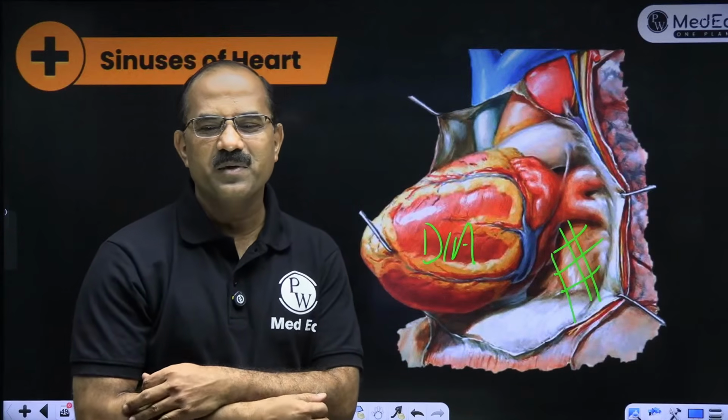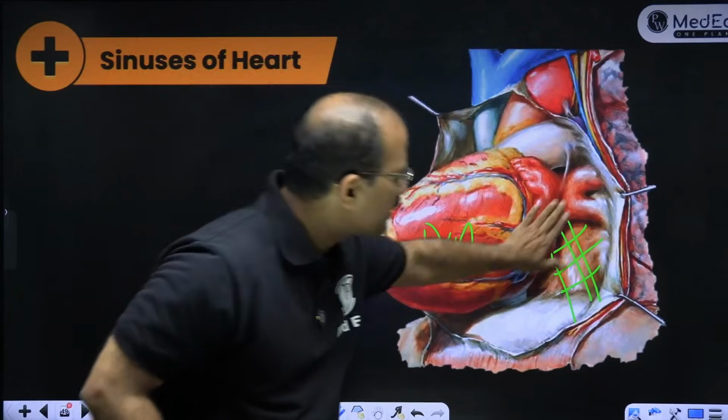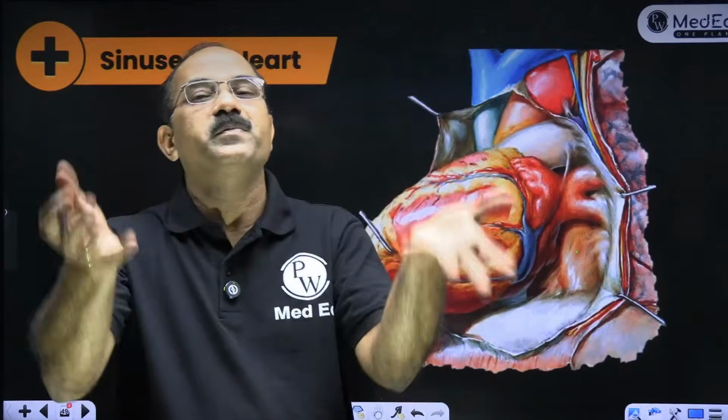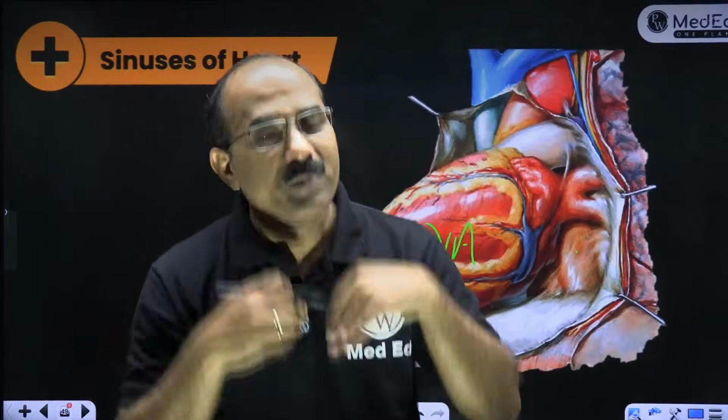Oblique sinus. So this is the oblique sinus. Remember this, oblique sinus is a space behind the left atrium for distension of the left atrium, just like there is a space behind the stomach.